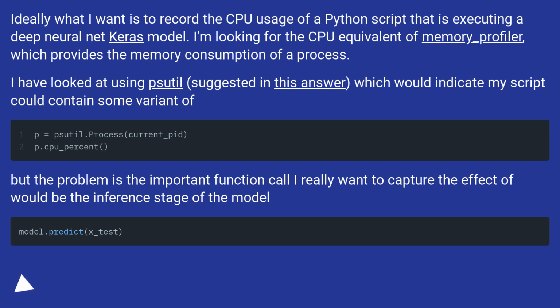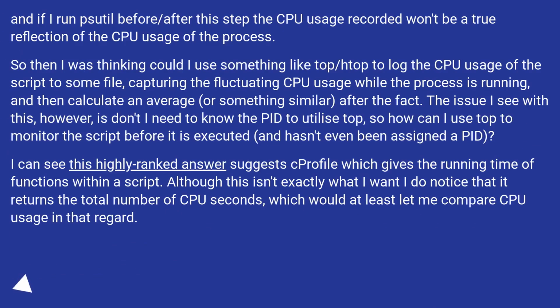process. I have looked at using psutil, suggested in this answer, which would indicate my script could contain some variant of. But the problem is the important function call I really want to capture the effect of would be the inference stage of the model. And if I run psutil before and after this step, the CPU usage recorded won't be a true reflection of the CPU usage of the process.